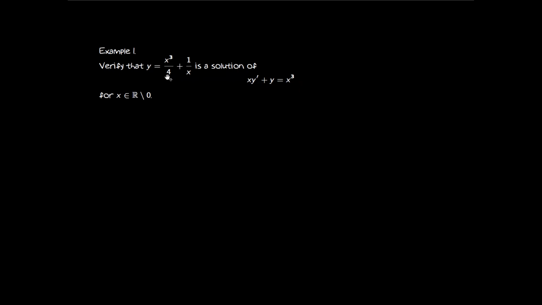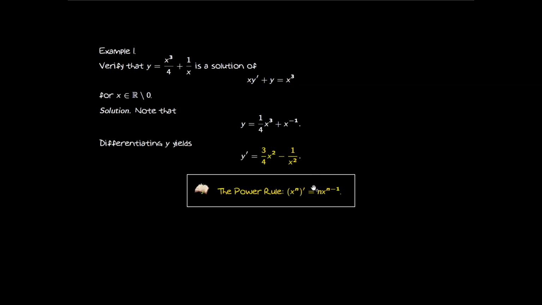And to do the derivative for these two terms, we notice that both of them can be put into powers. The 1 over x is actually x to the negative first. So now we can apply the power rule. Namely, you're going to bring the exponent in front and then reduce the exponent by 1.